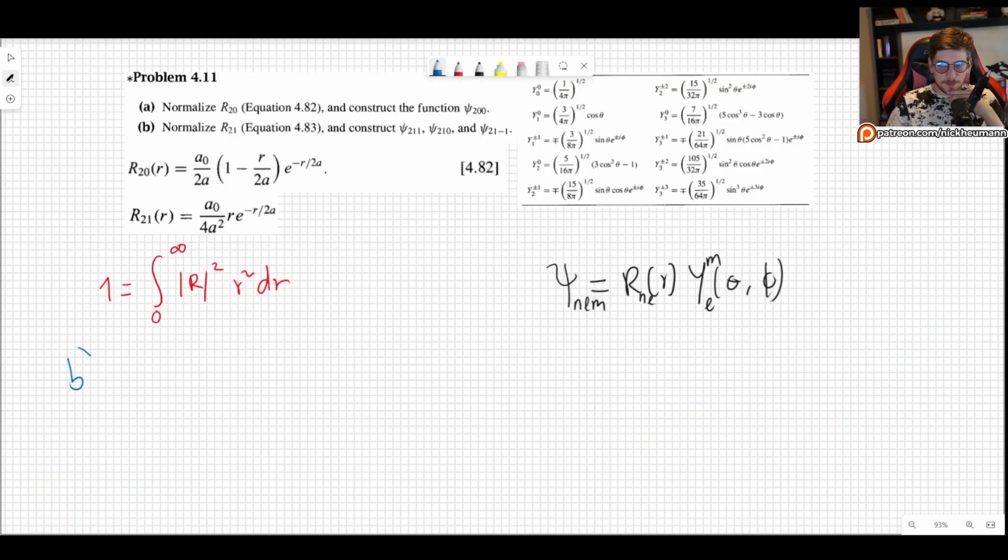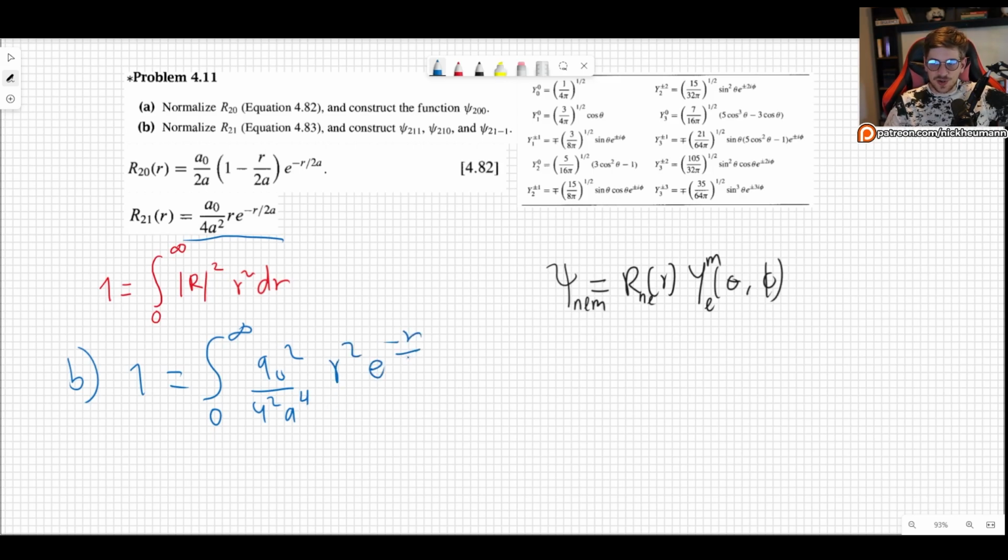Let's go for part B. Here we want to normalize R21 and then construct the 3 possible wave functions. So we'll do the same procedure, right? 1 is equal to the integral from 0 to infinity of r squared. Now r squared, we can see right here, is a0 squared, 4 squared, a squared squared, so a to the 4th, r squared e to the minus r over 2a squared, so we get over a, and then r squared dr, again, this r squared coming from there. So that means that we get r to the 4th, combining these two.